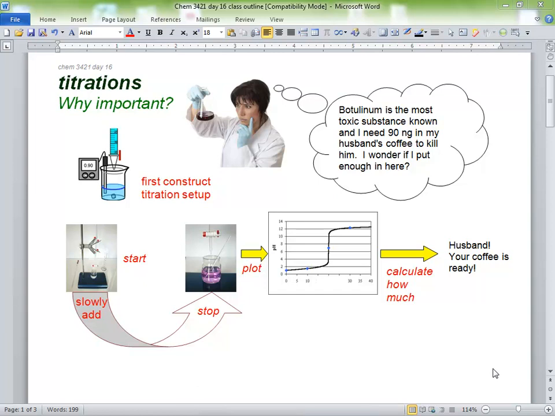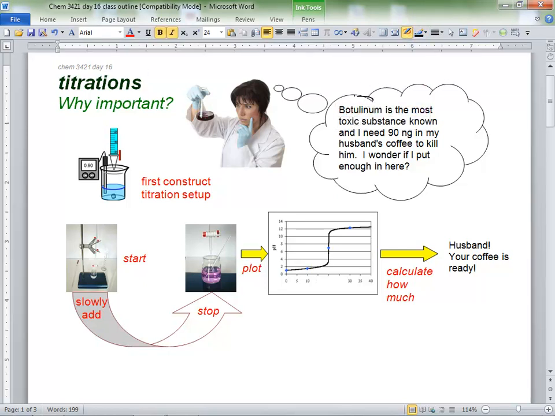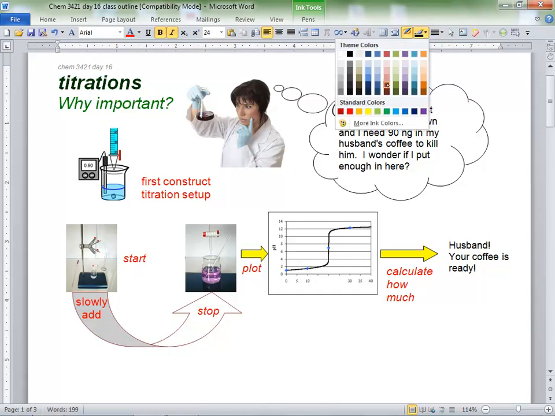I Googled what's the most toxic substance known to man, and what popped up is something I don't know how to pronounce. Does anybody know how to pronounce that? All right, but it's really, really toxic.